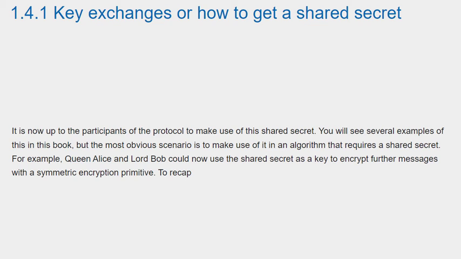You will see several examples of this in the book, but the most obvious scenario is to make use of it in an algorithm that requires a shared secret. For example, Queen Alice and Lord Bob could now use the shared secret as a key to encrypt further messages with a symmetric encryption primitive.